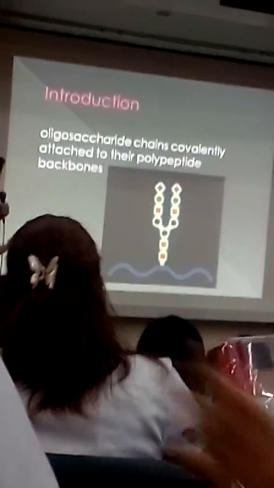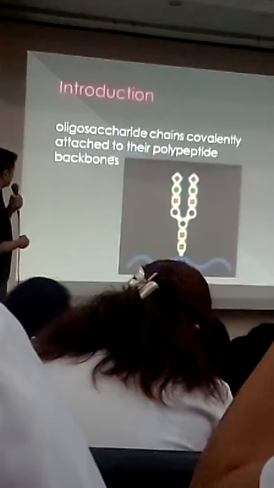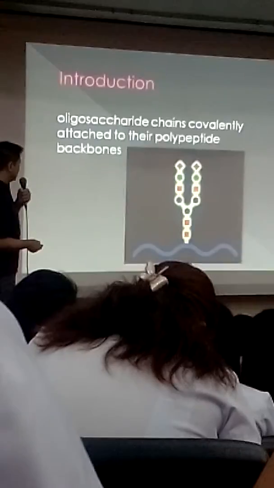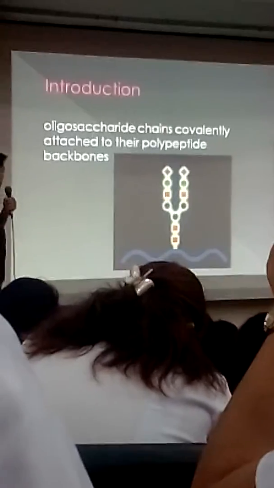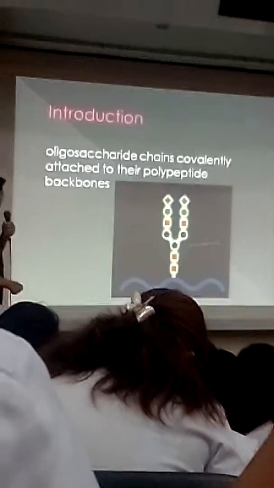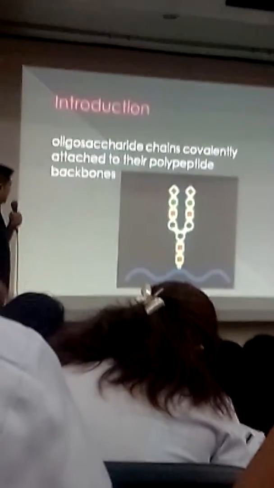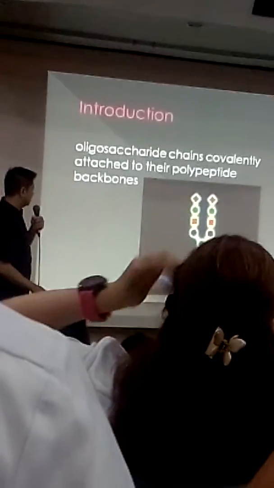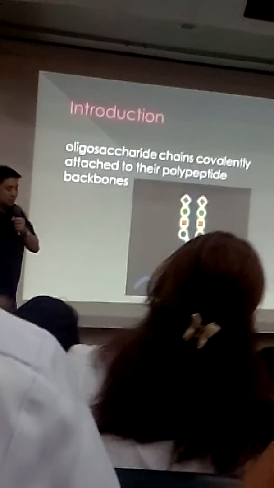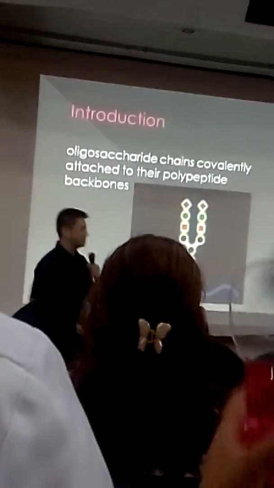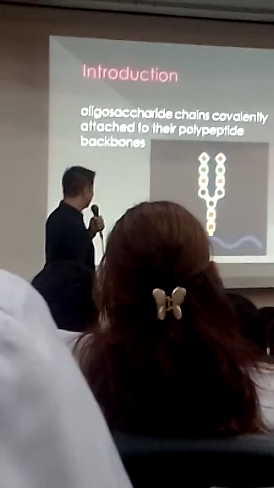Glycoproteins. These are oligosaccharide chains covalently attached to a polypeptide backbone. If you look at this figure, there is the polypeptide backbone, that blue wavy line, and this is your oligosaccharide. This is a typical link, if you've done this last week.